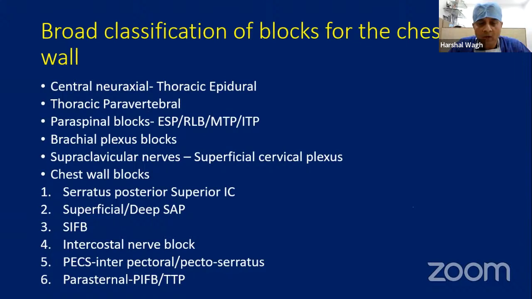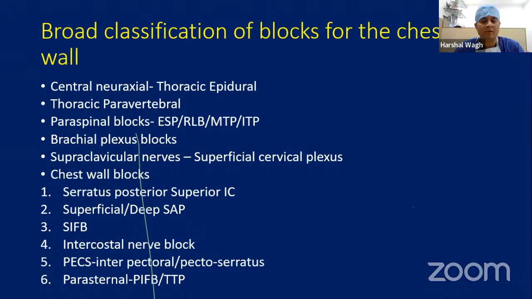If you broadly classify the chest wall blocks, this is not a published nomenclature, but it just follows how the anatomy goes. If you start with the central neuraxis, there's a thoracic epidural. As you come a little lateral, it becomes thoracic paravertebral. You come a little more paraspinal, it becomes the erector spinae block or the retrolaminar block. Then there are the midpoint to transverse process and the intertransverse process blocks. So you can see brachial plexus, supraclavicular, then the chest wall blocks.